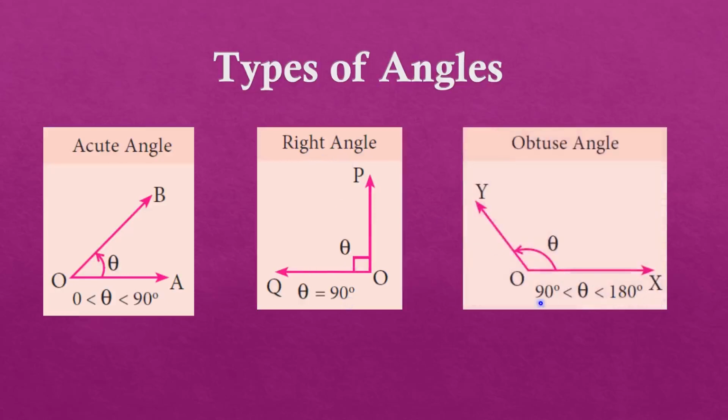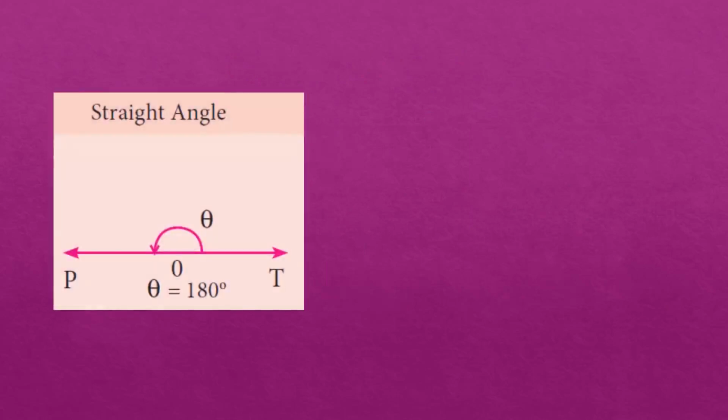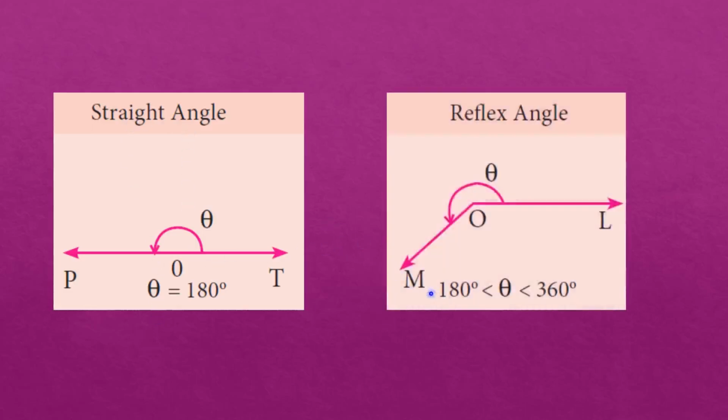Then the angle greater than 90 degrees but less than 180 degrees is called an obtuse angle. If the value of the angle is 180 degrees, then it is called a straight angle. If the angle is greater than 180 degrees but less than 360 degrees, that is like this, then the angle is called a reflex angle.